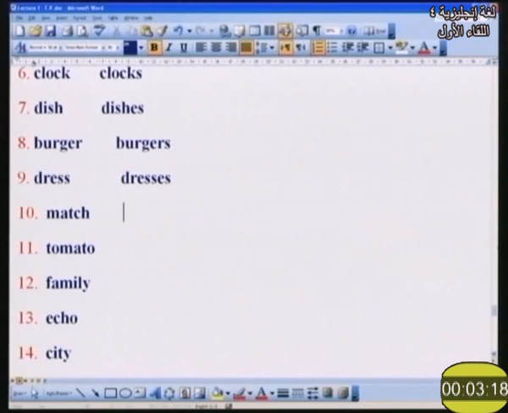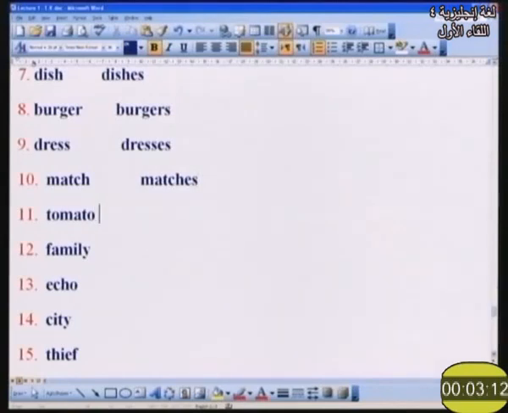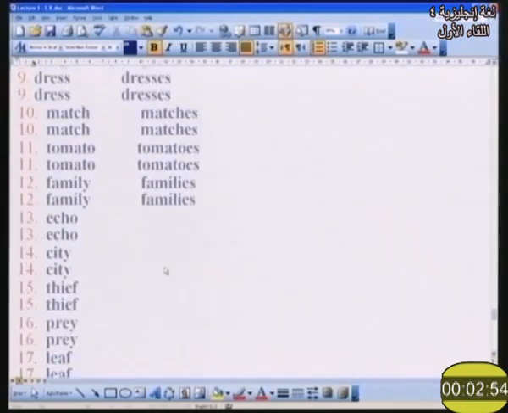Match ends with a CH. We add ES. Tomato ends with an O. Before the O we have a consonant. Then we add an ES. Family ends with a Y. Before the Y we have a consonant. Then we change the Y into I and add ES.